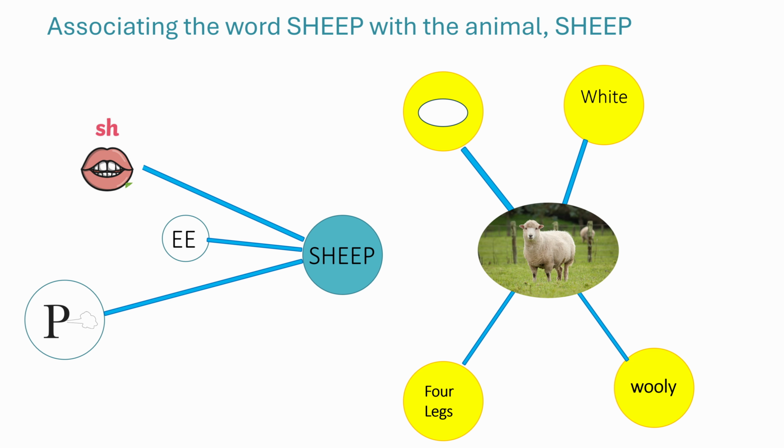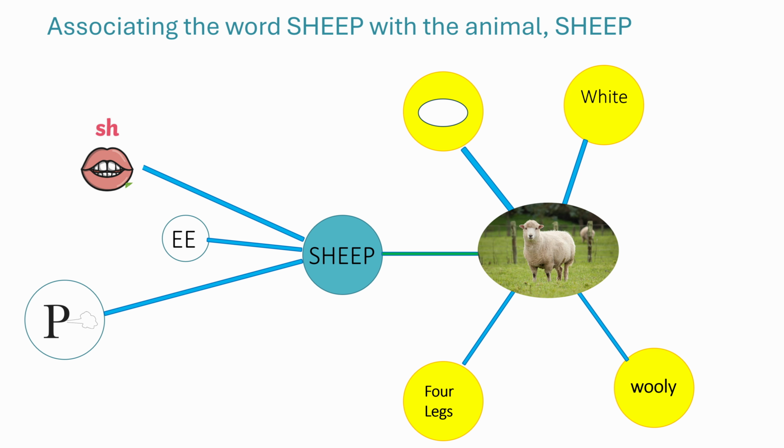But that word has to be linked to what we see out there in the paddock. What we see is an oval, it's white, it's got four legs, and it's woolly. That's the stimuli I'm receiving through my eyes. Now I have to link that concept with this new word that I've learned, which is sheep. What I'm doing here is producing a new schema. Now I am making a link between the word sheep and this image of a sheep and all the attributes that it has.